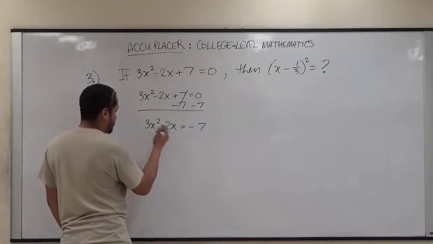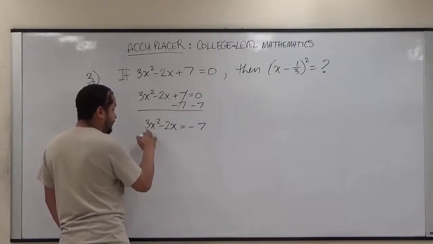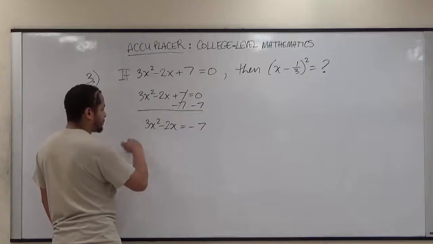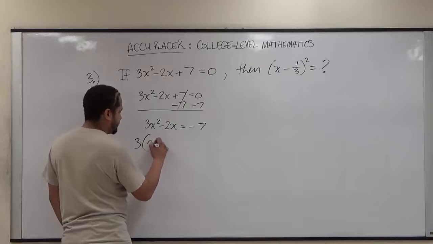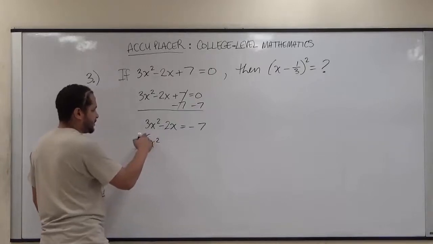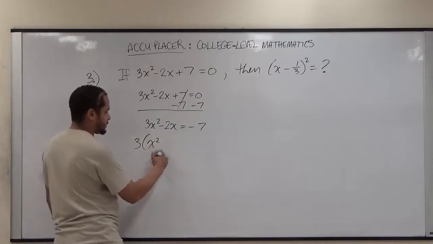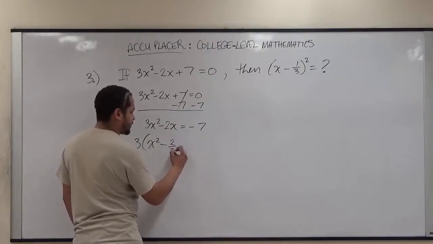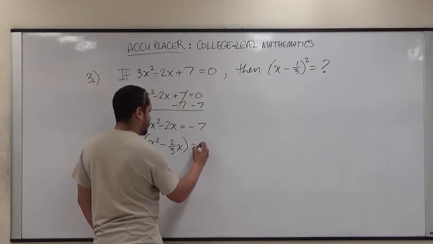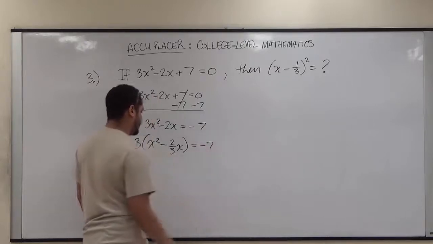Now when I factor out a 3, what I'm actually doing is dividing these two terms by 3 while multiplying by a 3. And so I'm going to have 3 multiplying by x squared once I divide 3x squared by 3. And when I divide the second term by 3, I get negative 2/3 of x. And this is now equivalent to negative 7.